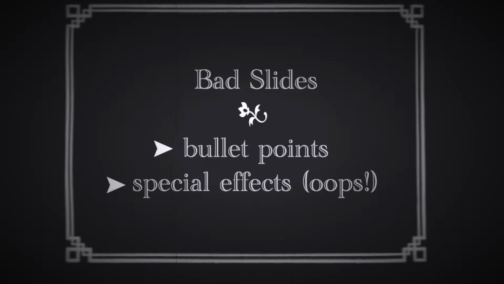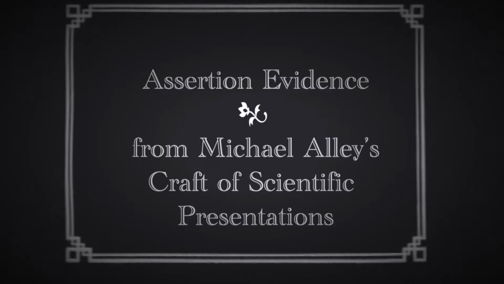I am forcing them to give equal time to each member of the group, and they have to present it with good slides. There are many, many bad slides out there. Bullet points are bad. Unnecessary special effects are bad. But Michael Alley's wonderful book, The Craft of Scientific Presentations, talks about assertion evidence slides. And increasingly, I'm seeing them in real scientific presentations, because they work.